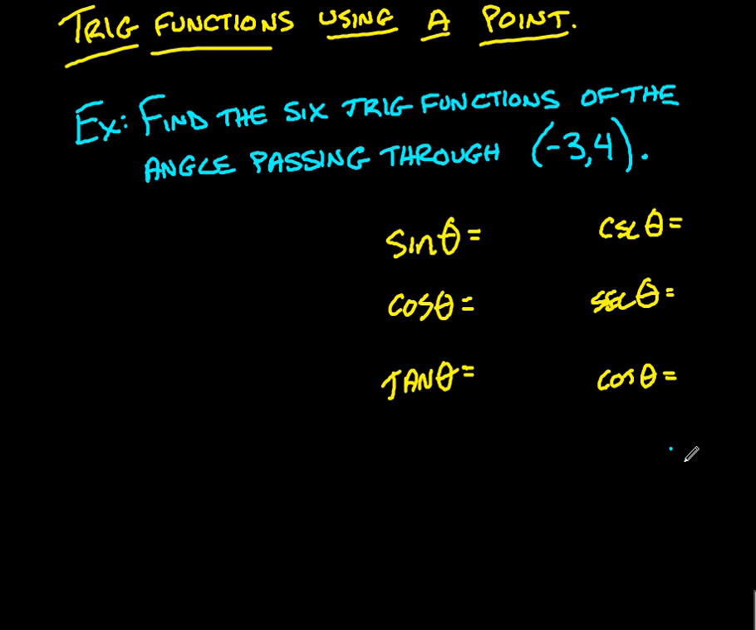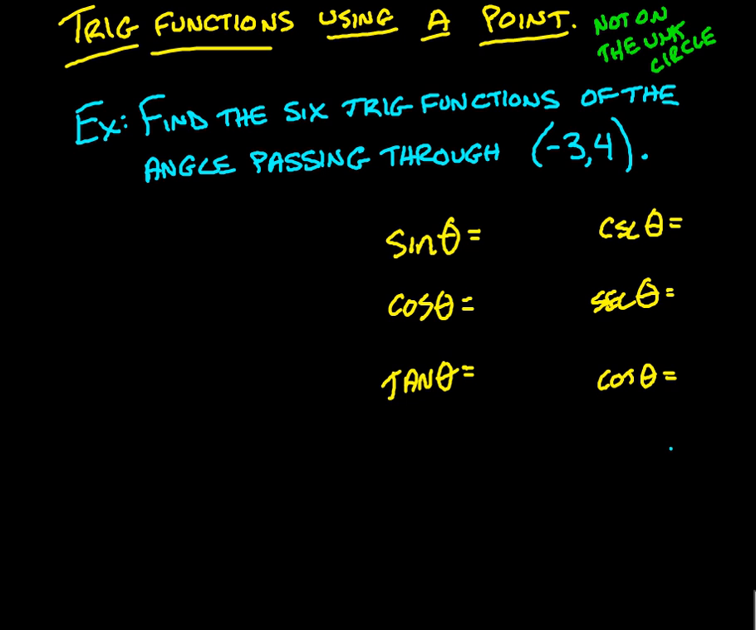Today we're going to look at trig functions using a point, and these are points that are not on the unit circle. They are usually points that are further out than what the unit circle goes, with a radius bigger than 1. So what we want to look at is finding the 6 trig functions of an angle passing through this point, -3, 4.